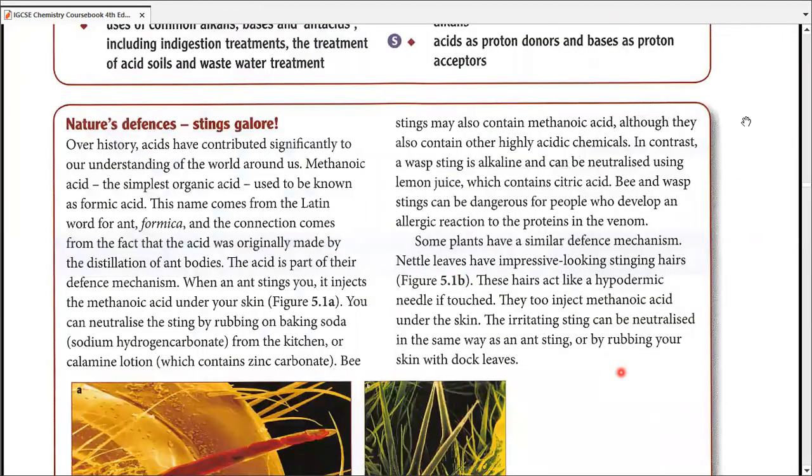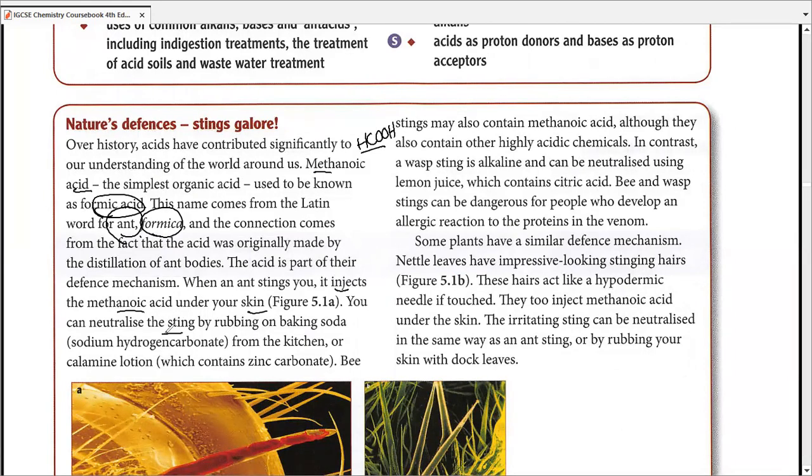There it is, nature's defenses, things galore. Now, methanoic acid, as we were discussing earlier, the formula for which is HCOOH, has the name methanoic because of formic acid. The word formica literally means ant, and whenever it stings you, it injects you with methanoic acid under your skin. That's why you have such a scratchy feeling. You would really want to scratch that part of the skin because of the acid stinging inside of your body.